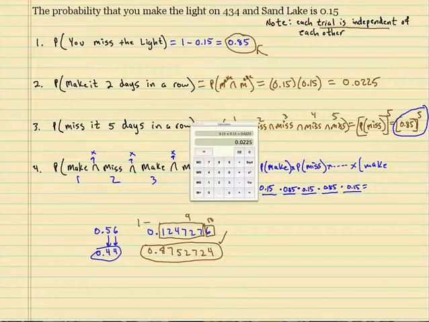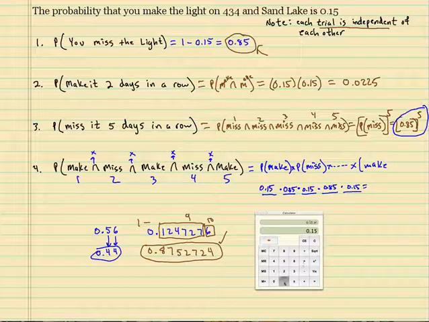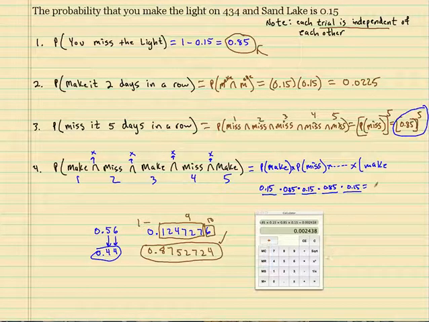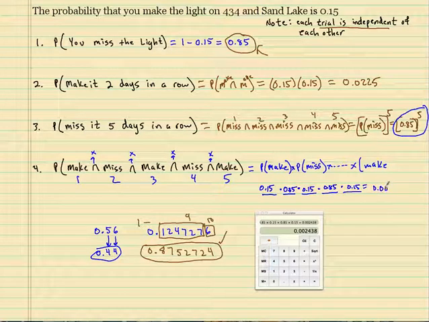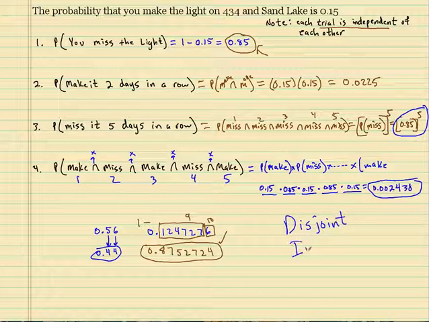Okay, so let's get an answer here. 0.15 times 0.85 times 0.15 times 0.85 times 0.15. So less than 1%. Okay, 0.24%.